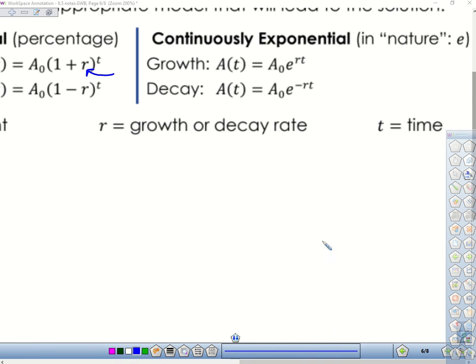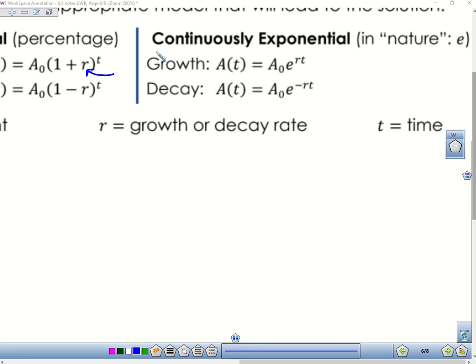The last type we're looking at is continuous exponential, and this uses the natural log called e. And these are the two formulas we use for growth and decay. This is like one we learned about, and I believe it was 6.2, maybe 6.1, 6.2. And it uses the letter e. So you know when to use this one because we'll always say the word continuous in the problem. Okay, so if you see the word continuous in the problem, you know it's going to be continuous exponential.